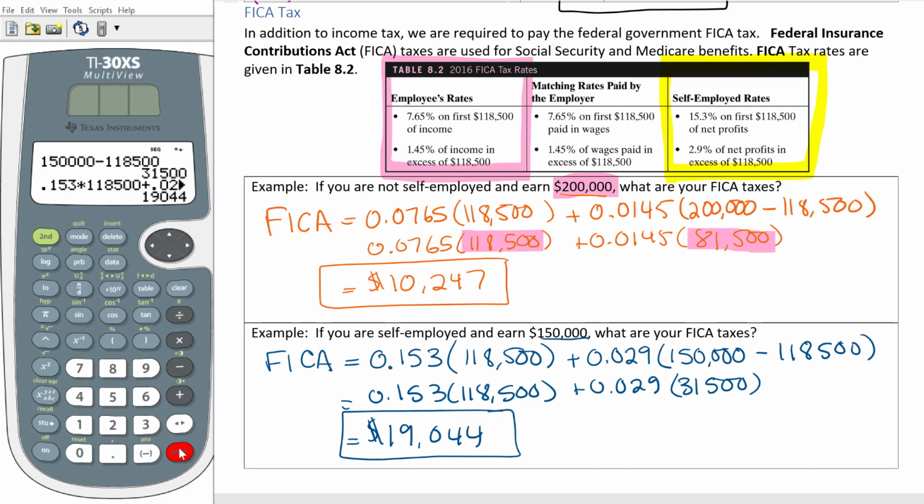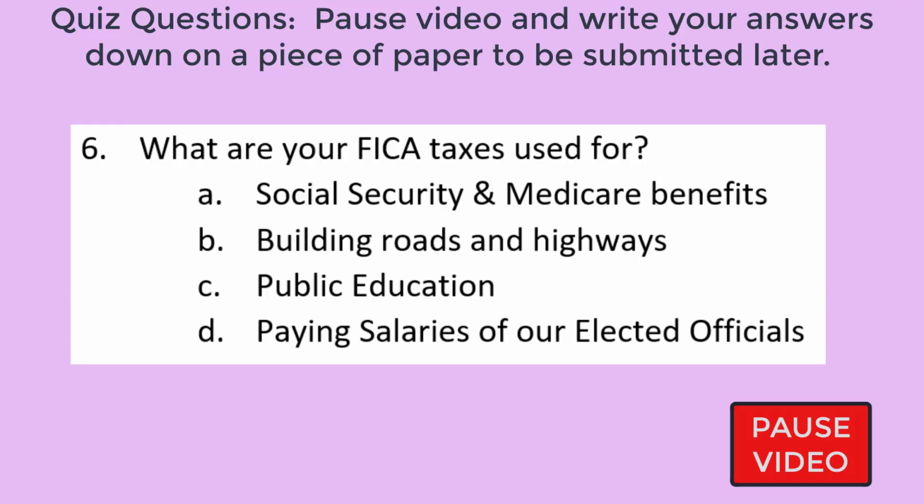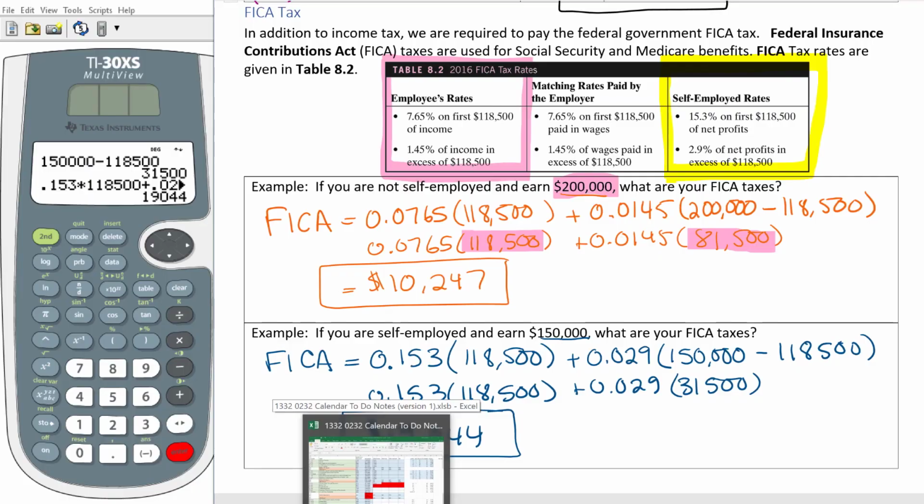Notice that because this person's self-employed, they're actually paying a whole lot more in FICA taxes because their employer isn't matching the rates. So if you're self-employed, your employer isn't helping by matching your rates. That's why if you're an employee, you actually have to pay less in FICA taxes because your employer is also matching it. Anyways, that's how you're going to find FICA tax. This now concludes our lesson on income tax.